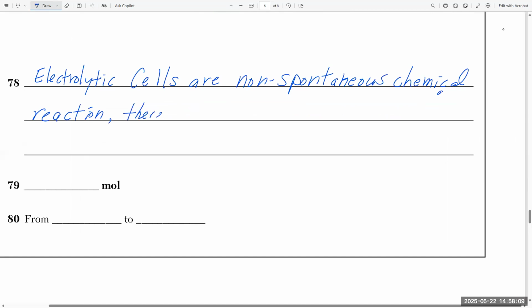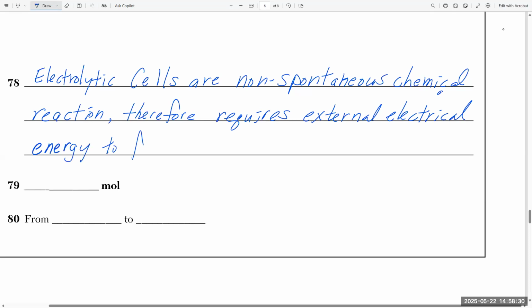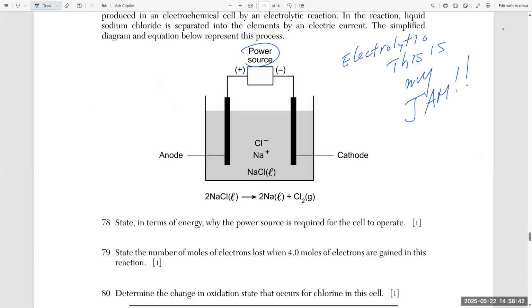Therefore, requires external electrical energy to force it to happen, right? You all good? All right. So something along this line is probably what's useful, okay?